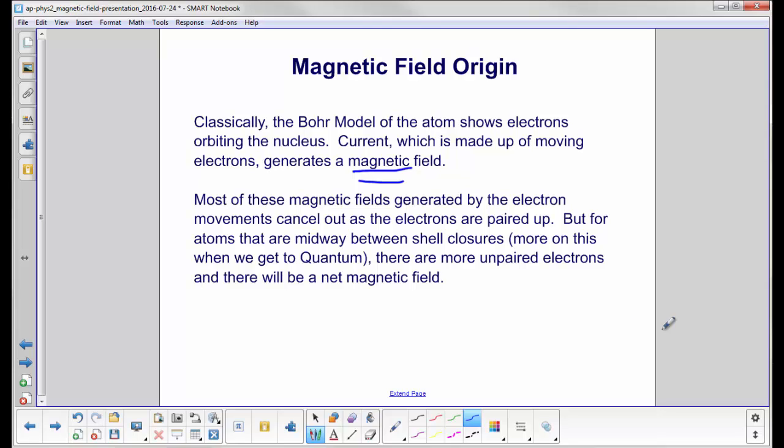Now, of course, it's not that simple, but if you've already had chemistry, you know that electrons pair up kind of like in opposite directions there. So most of these magnetic fields generated by the electron movements cancel out. However, for atoms that are midway between shell closures, and we'll learn more about that in quantum, or you may already have had it in chemistry, there are more unpaired electrons, and there will be a net magnetic field from these unpaired electrons.